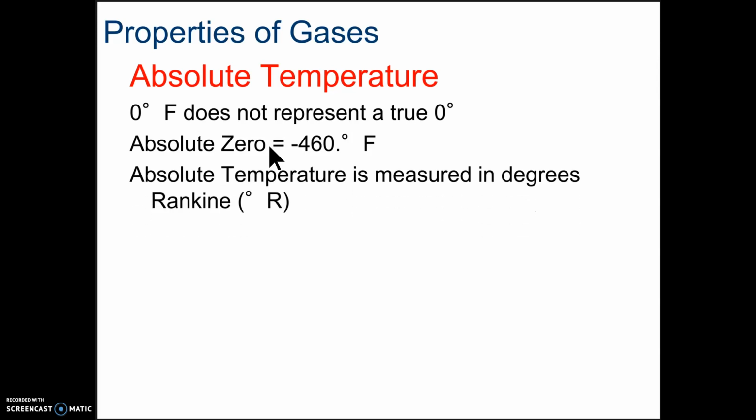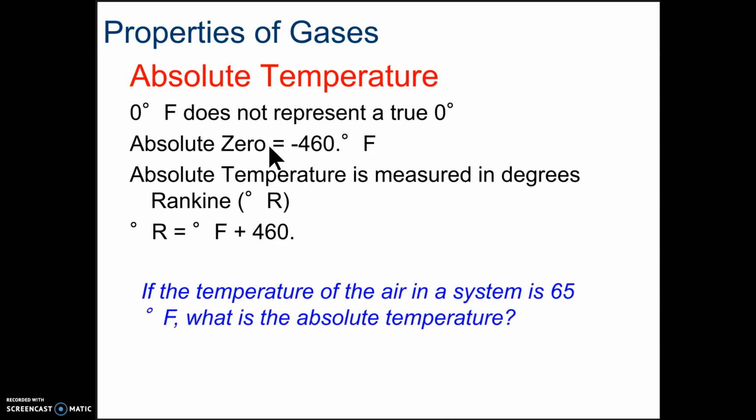Absolute temperature, when we deal with our problems, is going to be measured in degrees Rankine. We use the letter R to represent Rankine. And degrees Rankine equals the degrees Fahrenheit plus 460. A small application of this: if the temperature in the air system is 65 degrees, what is the absolute temperature? To find that, we take Fahrenheit and add 460, which gives 525 degrees Rankine. Again, pneumatics equations should use absolute temperature. That's why we're mentioning this.